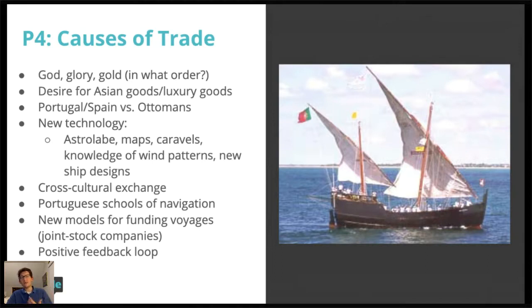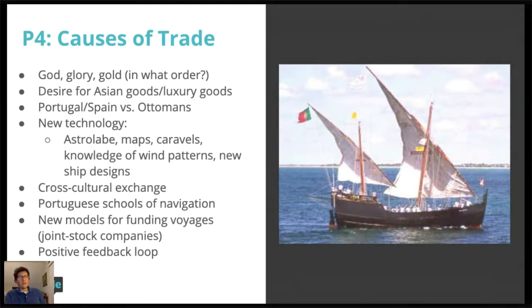There are new ways that merchants start to fund voyages, right? These are very costly. In Europe, we start to see people pooling their money together in joint stock companies to go out and trade around the world. And then it just simply becomes a positive feedback loop. Some people are doing it well. They're generating money. More people are going to trade. Trade begets trade.